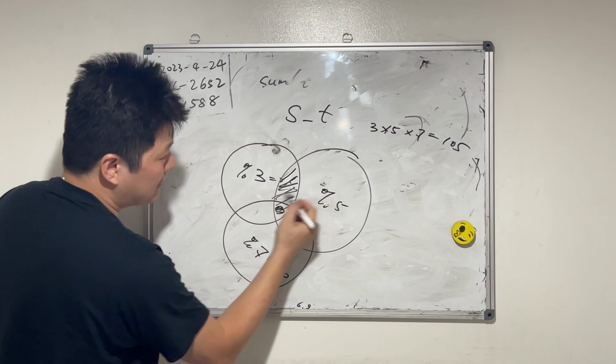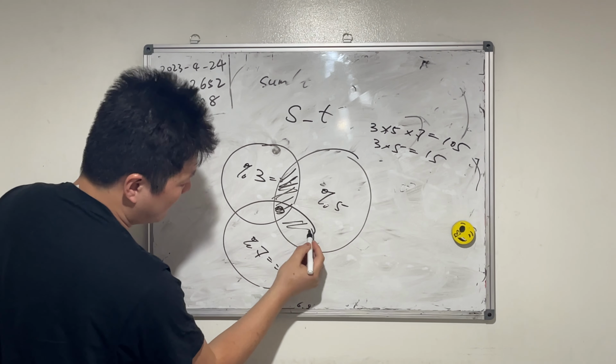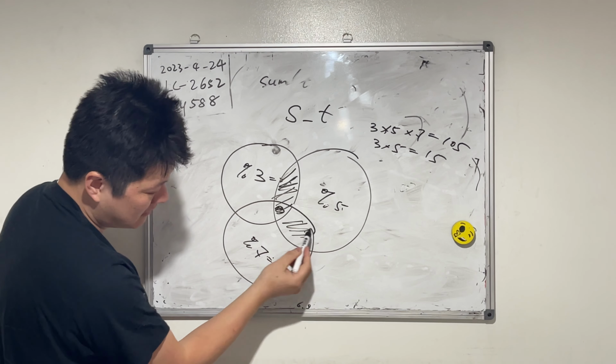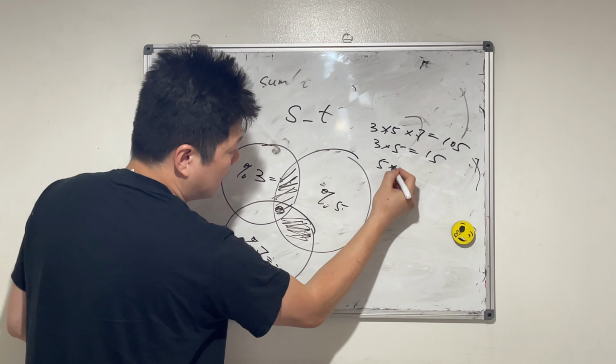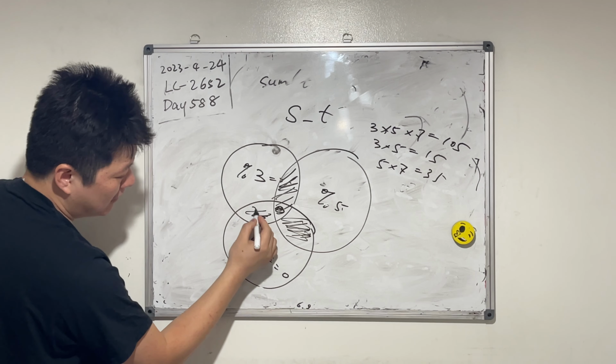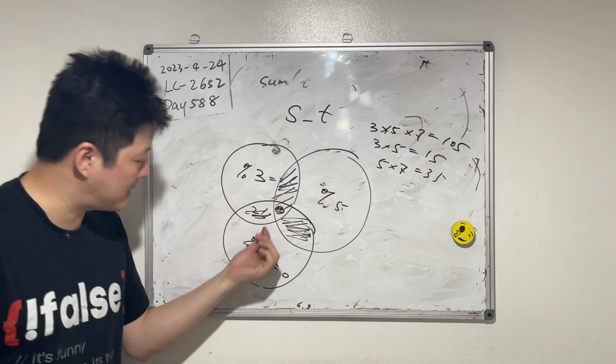So this part is 15, right? And this part is 5 and 7, which is 35, and this part is 21. Okay, so why do we need this Venn diagram?